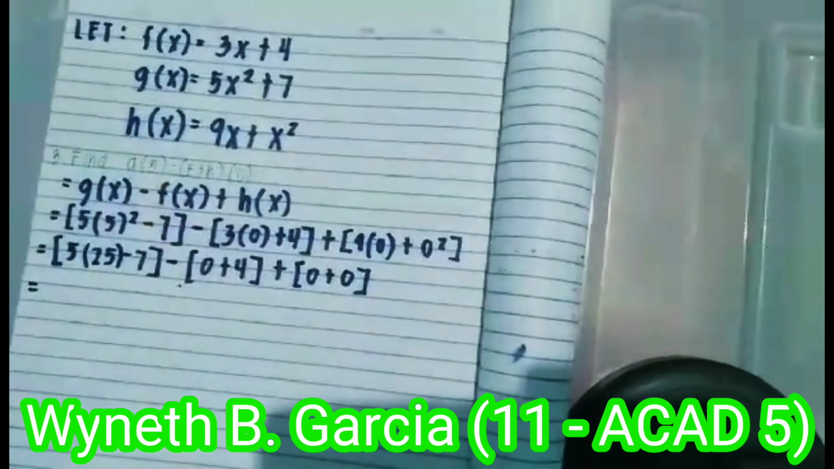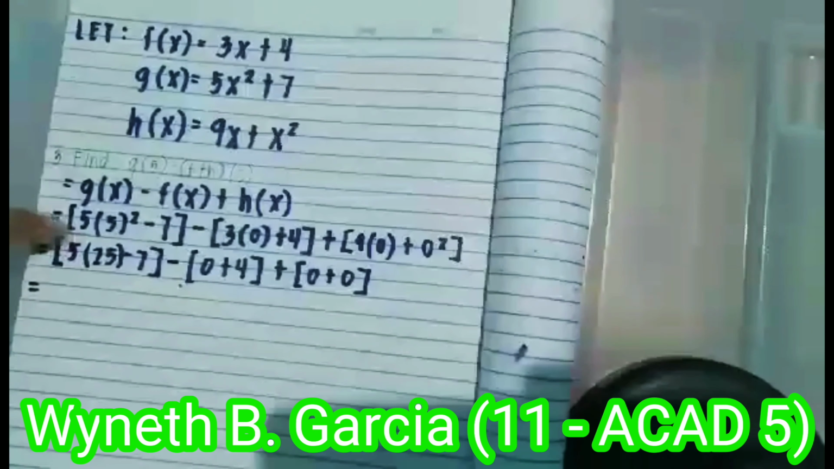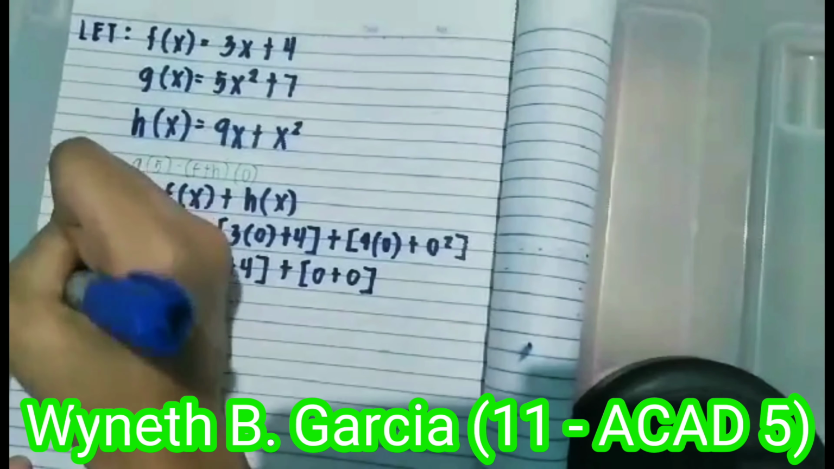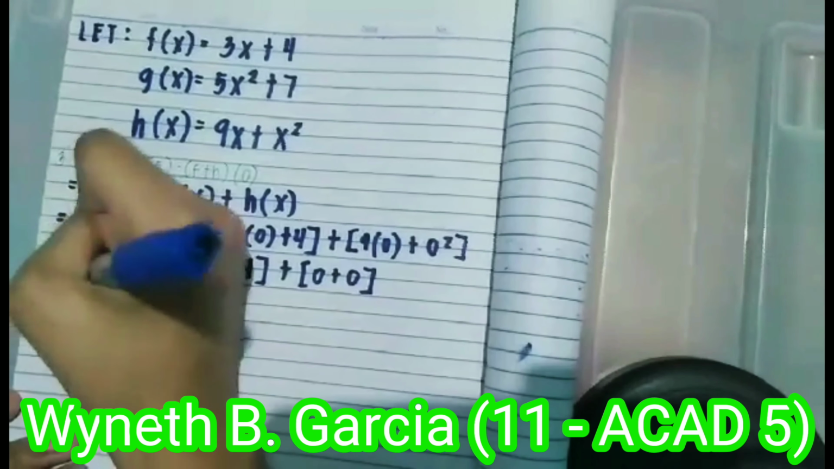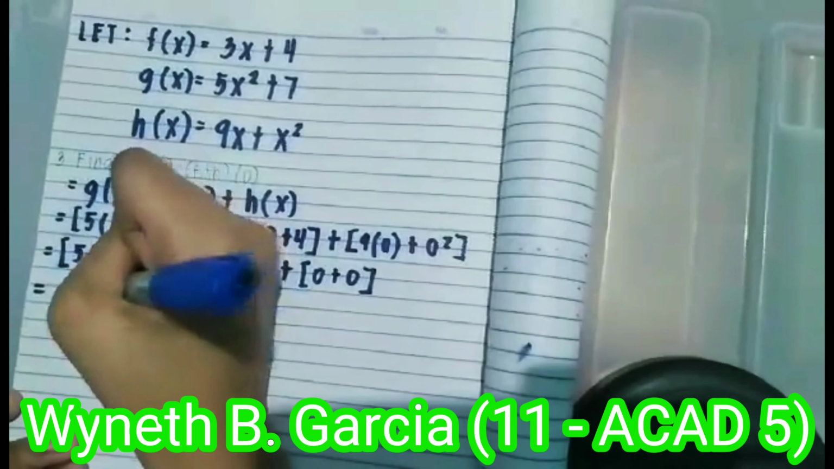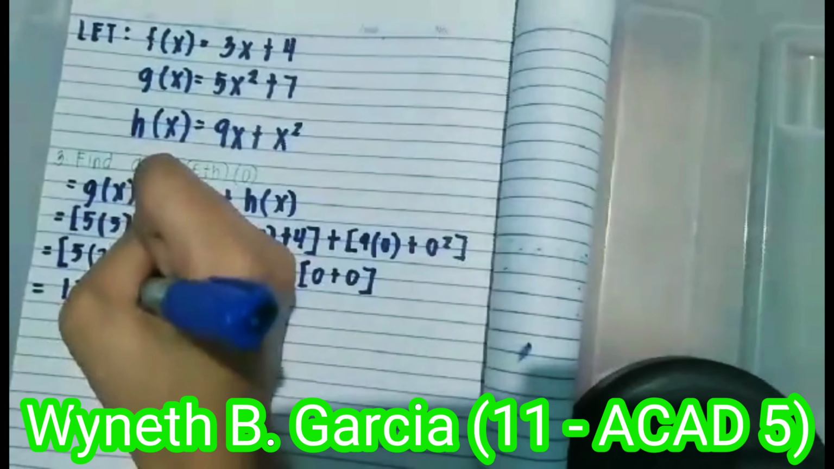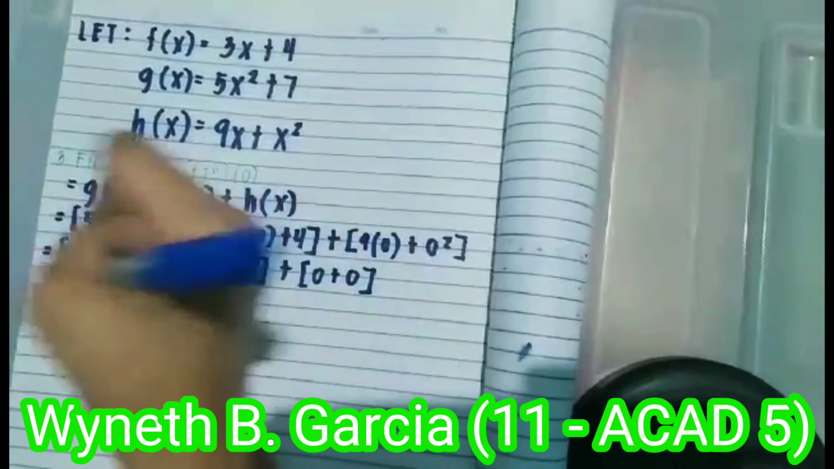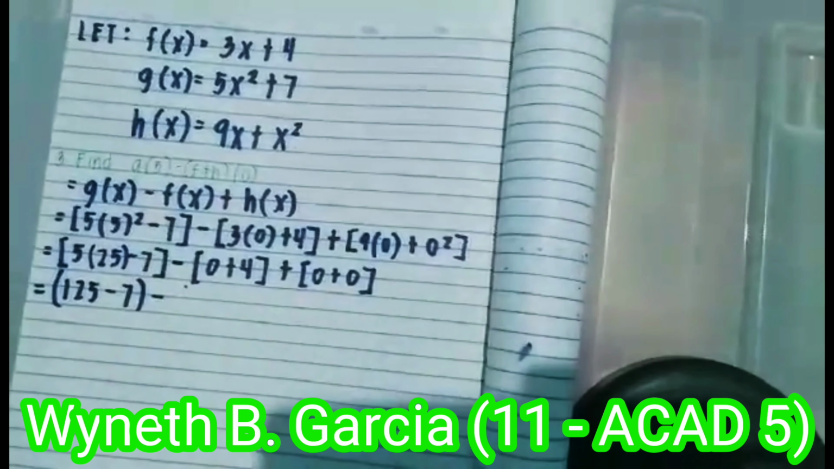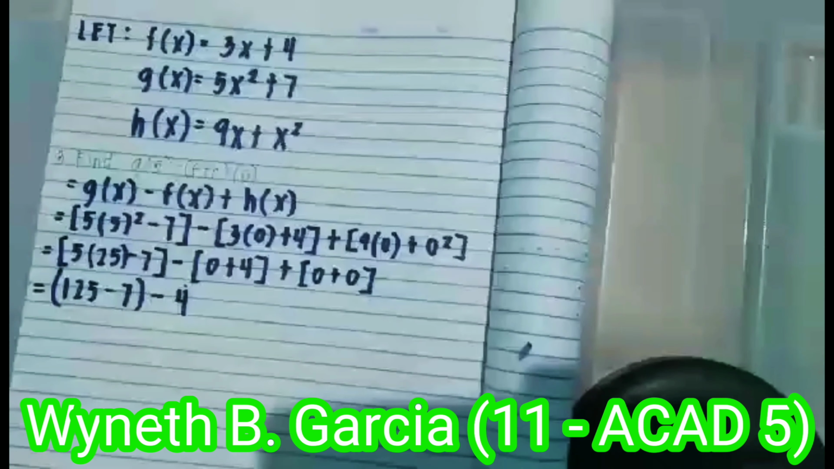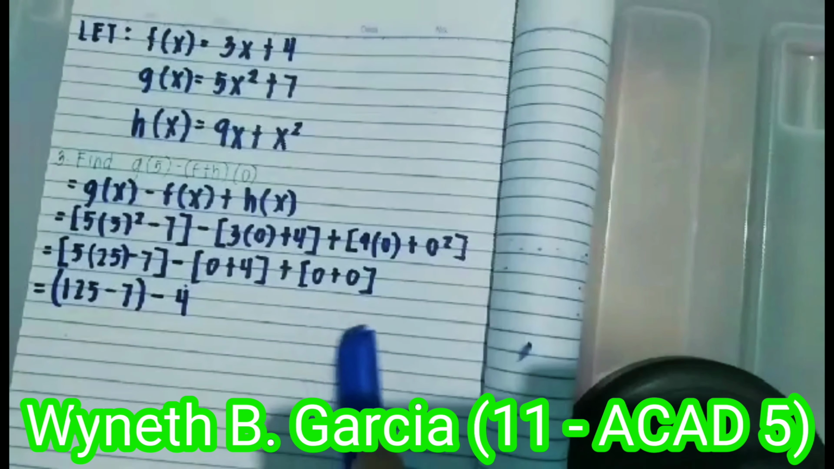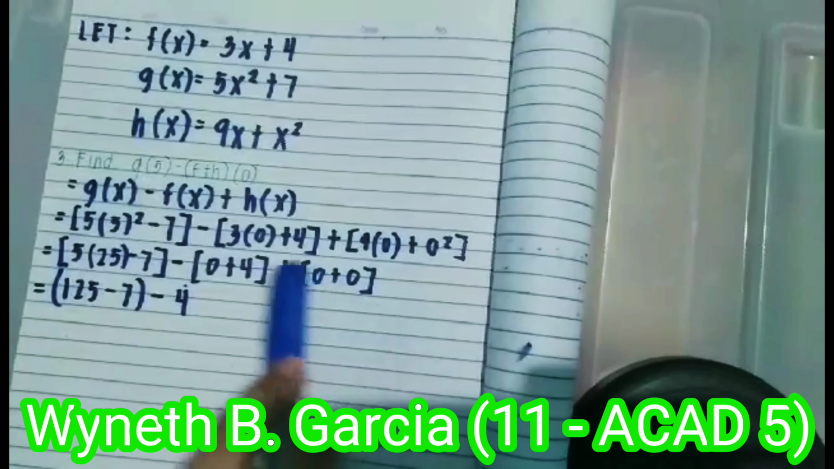Next. So, first, let's simplify this. So, 5 multiplied by 25 is equal to 125. Bring down negative 7. Then, 0 plus 4 is equal to positive 4. Then, because 0 plus 0 is equal to 0, we will remove it.